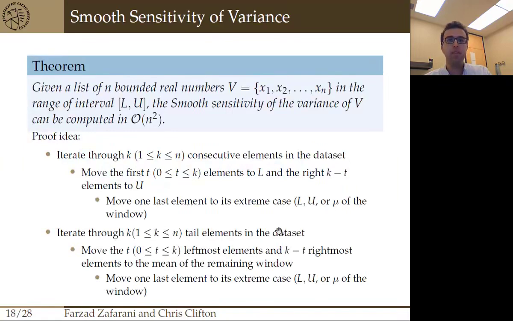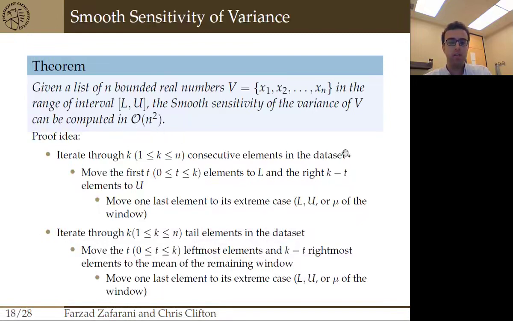Okay, next we define how the smooth sensitivity of the variance can be computed. The following theorem says that given a list of n bounded real numbers, V, in the range of interval L to U, the smooth sensitivity of the variance of V can be computed in O of n squared.